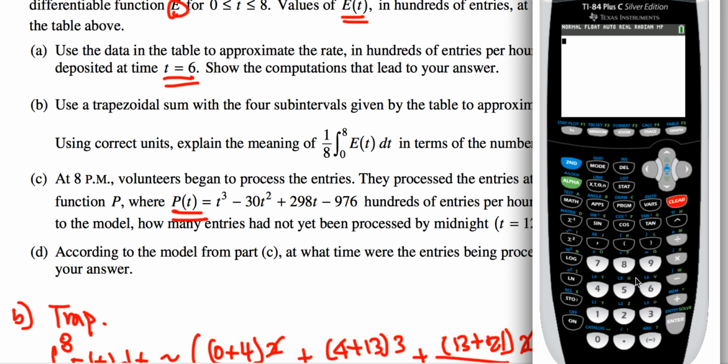So using the calculator over here, we have 23 minus math, and then integral becomes number 9. It was from 8 through 12. For the function here, x cubed minus 30x squared plus 298x minus 976. And then we're taking the integral against x, so we end up getting 7.